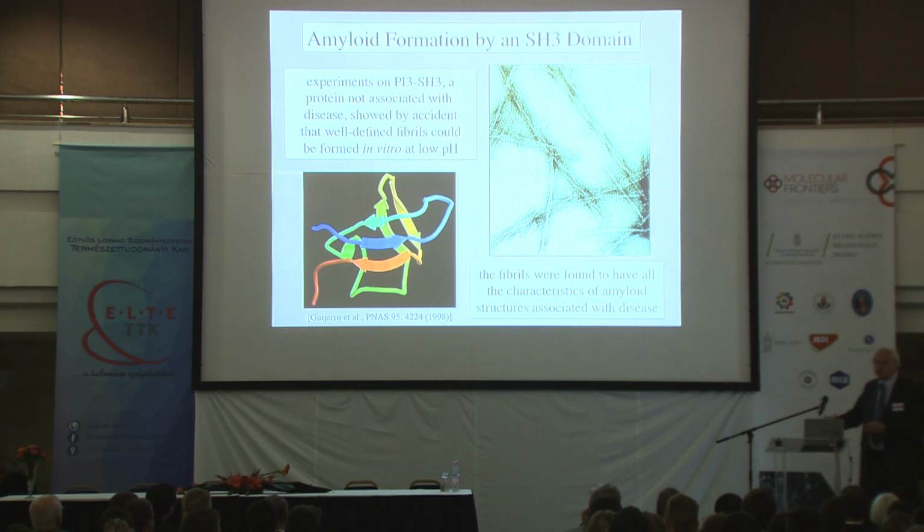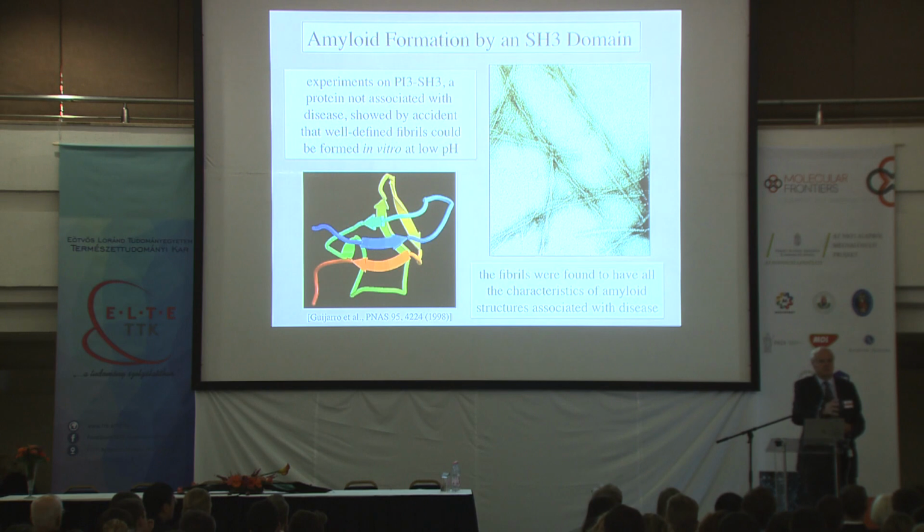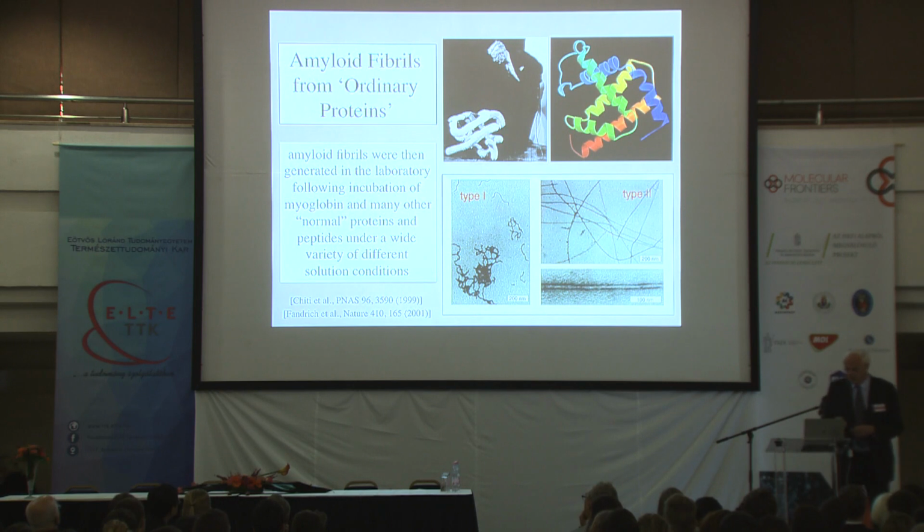So we went from a situation thinking that these structures only formed in this set of diseases, 50 proteins or whatever, to realizing that actually, at least in the lab, you could generate them from other proteins. And so we went on to look at this in much more detail, and we looked at what you might think is the least likely protein to form beta sheet-rich amyloid fibrils.